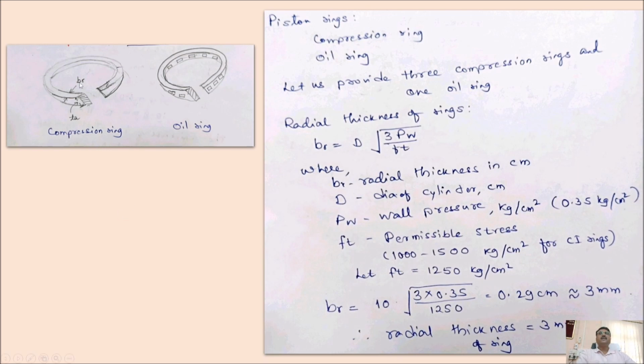In the figure, radial thickness is shown as BR and axial thickness is shown as TA. First is compression ring, another one is oil ring. Oil ring has the holes for the passage of oil. There is a gap between the piston ends, that is, there is a gap between the compression ring ends. That gap is called the piston ring gap.